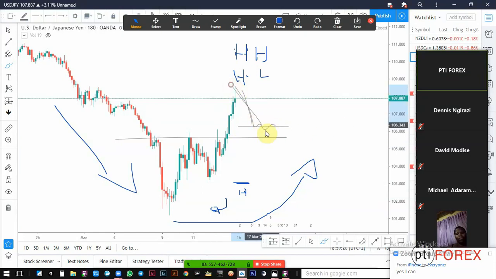So when the market bounces back, we will wait for a transition or a pattern break. A pattern break is what we will figure out in the smaller time frame.